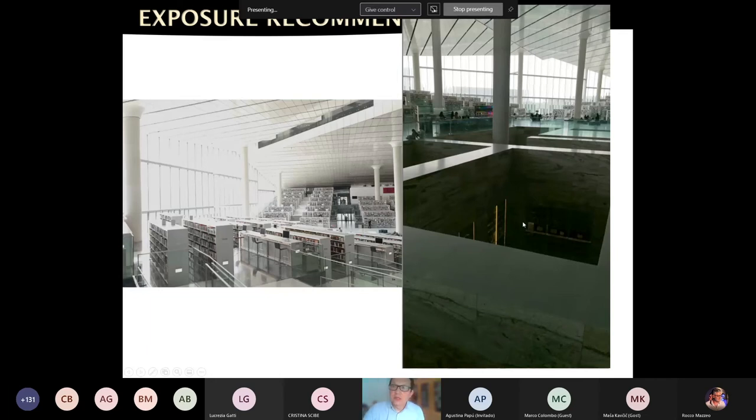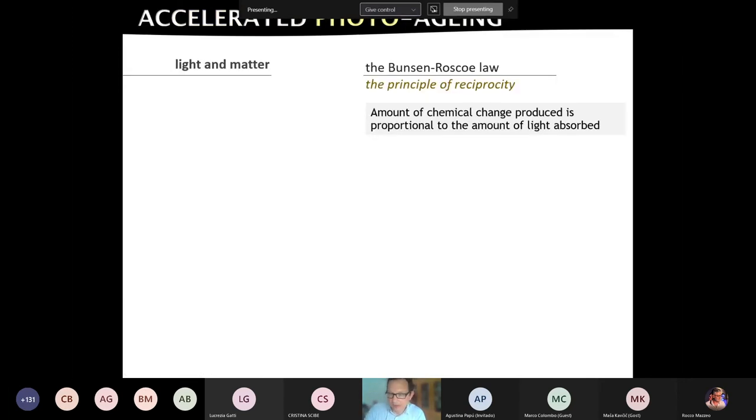Okay, so now I move to more practical applications of science into this topic of photodegradation. I already presented to you the principle of reciprocity, which tells us simply that the dose is the thing which governs the extent of degradation. So the amount of change in the object is proportional to the amount of dose, or light absorbed. So let's say we illuminate our object for 10 hours with 100 lux, yes?